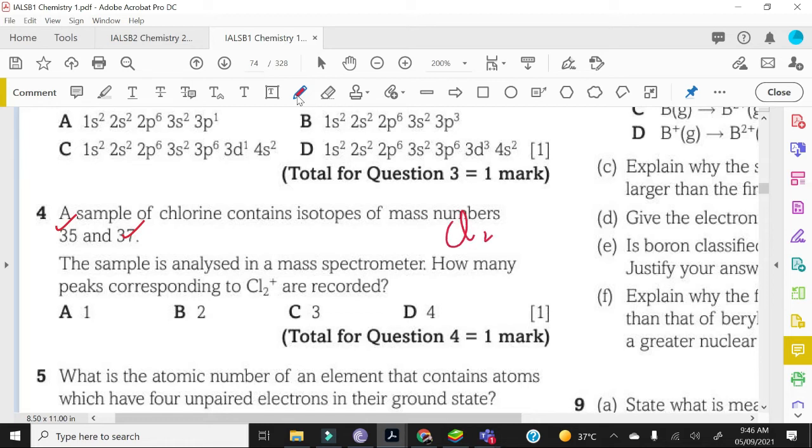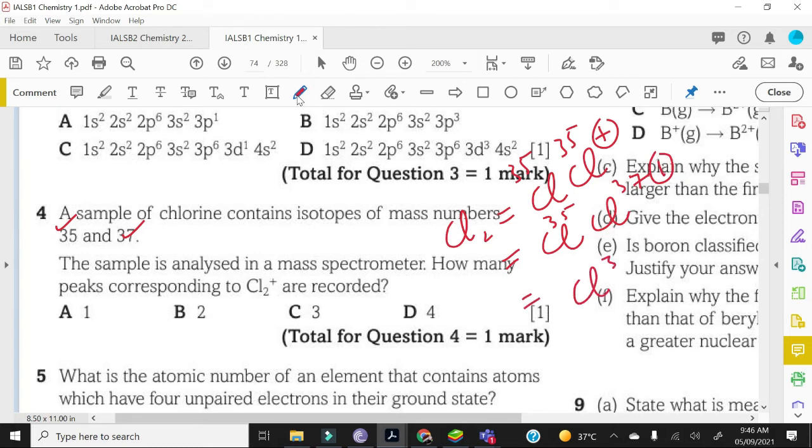Cl2 is made of Cl-35 and Cl-35. This is the first peak. Then another one, Cl-35 and Cl-37 with a plus charge, second peak. And then we have Cl-37 and Cl-37 with a plus charge.